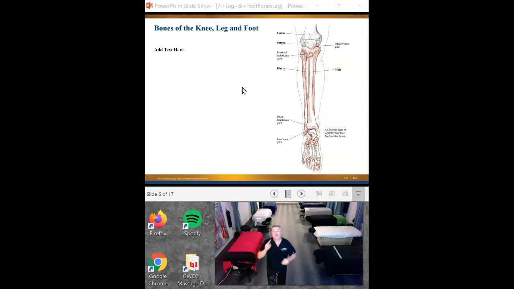Just a couple more questions. Can you tell me the four quadriceps femoris muscles? The quadriceps muscles are vastus intermedius, vastus lateralis, vastus medialis, and rectus femoris. Okay. Thank you.